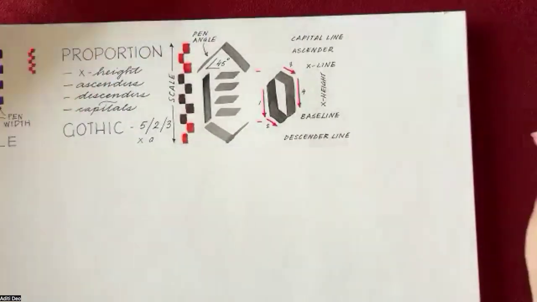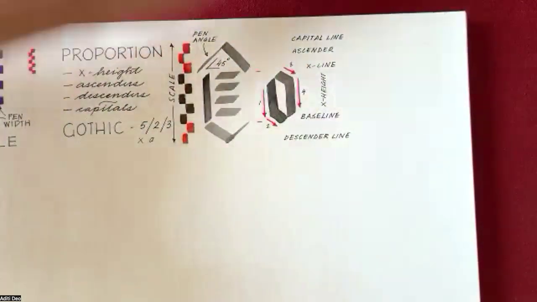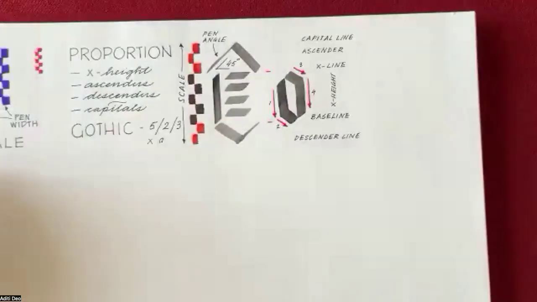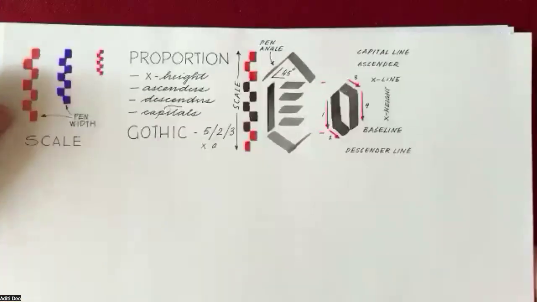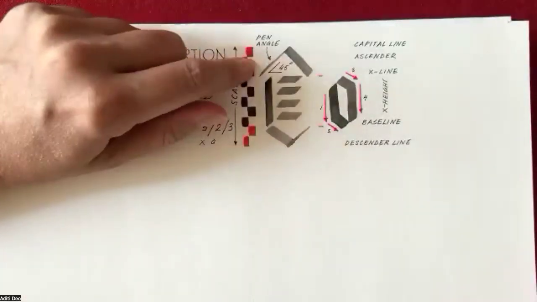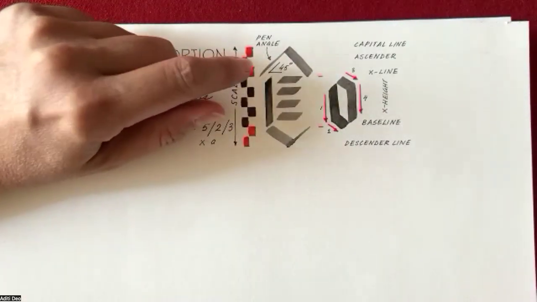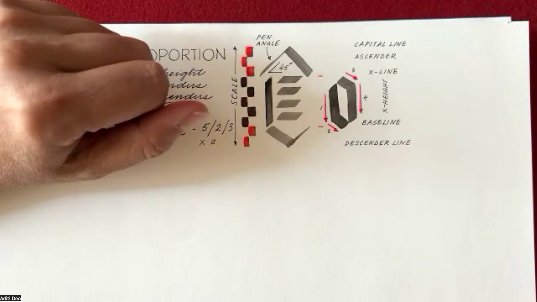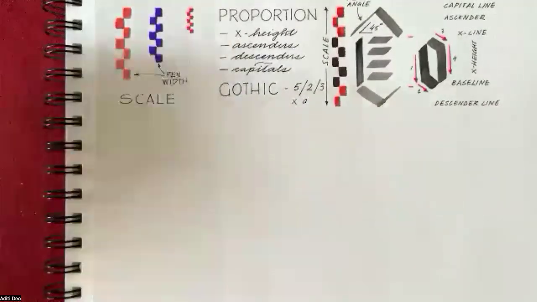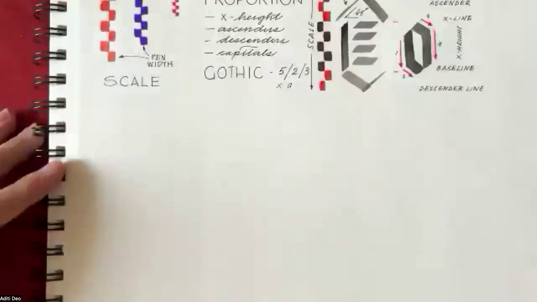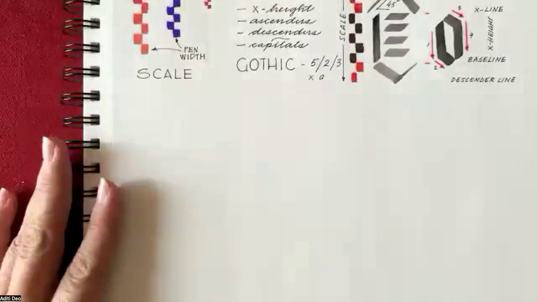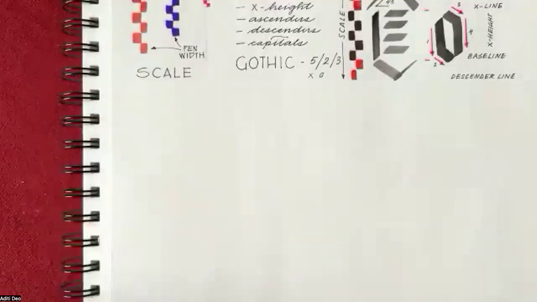Okay, got it. So two below is descender, two above the X line is the ascender. Correct. Okay, thanks. Now let's try making some letters. And as we go along, I will give you more terminology.